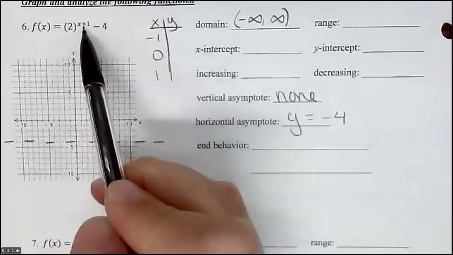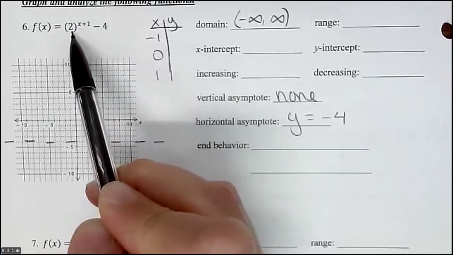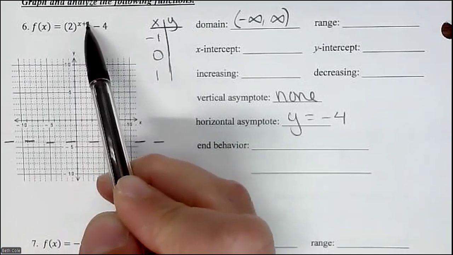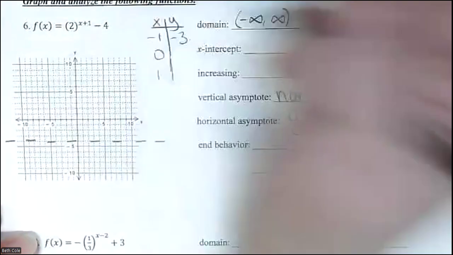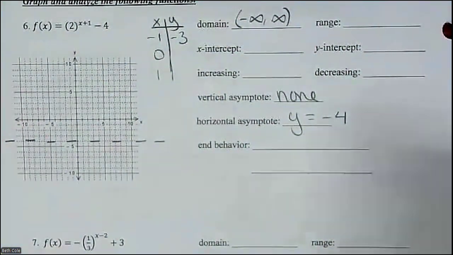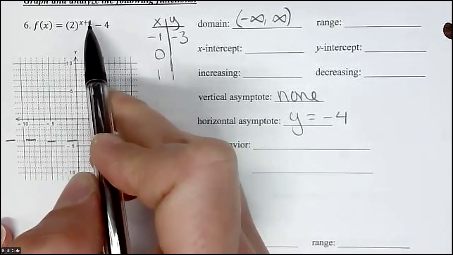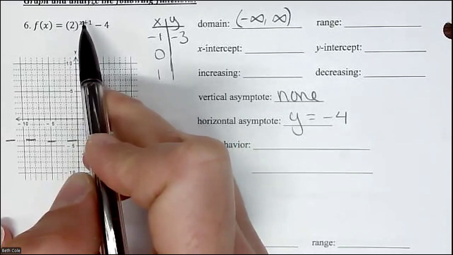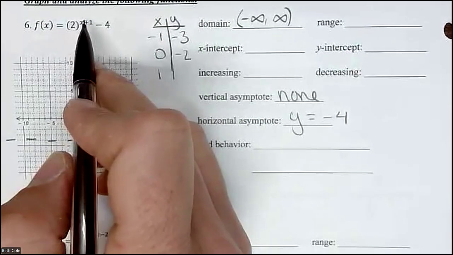If you plug in -1, -1 plus 1 is 0, anything to the 0 power is 1, 1 - 4 is -3. Now let's plug in 0. 0 plus 1 is 1. 2 to the 1 is 2, 2 - 4 is -2. Now let's do 1. 1 plus 1.